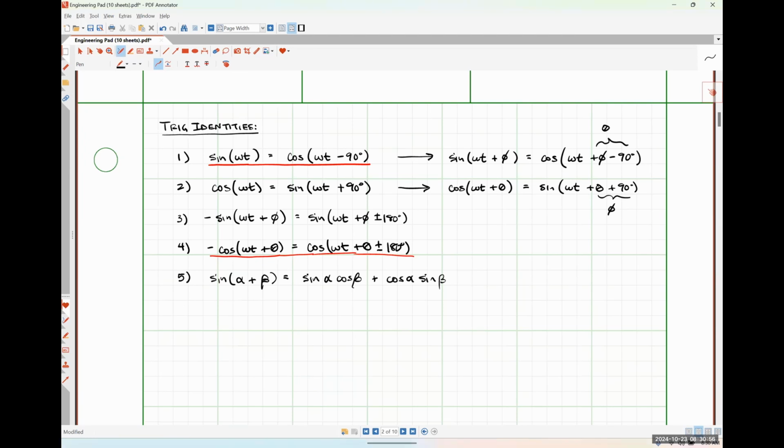Similarly, sine of alpha minus beta is simply sine alpha cosine beta minus cosine alpha sine beta. So if I flip the sign on my operation inside the sine function, it just flips the sign on how I split it up.